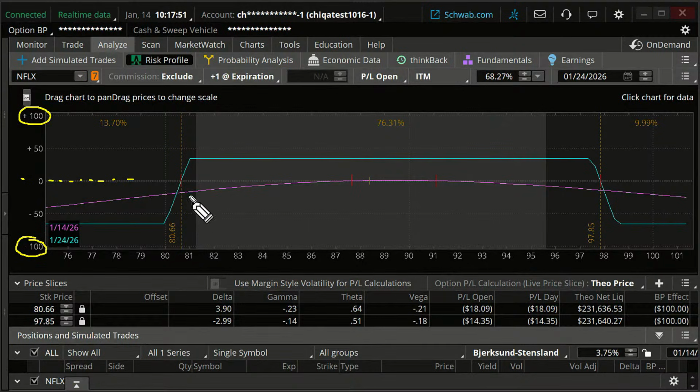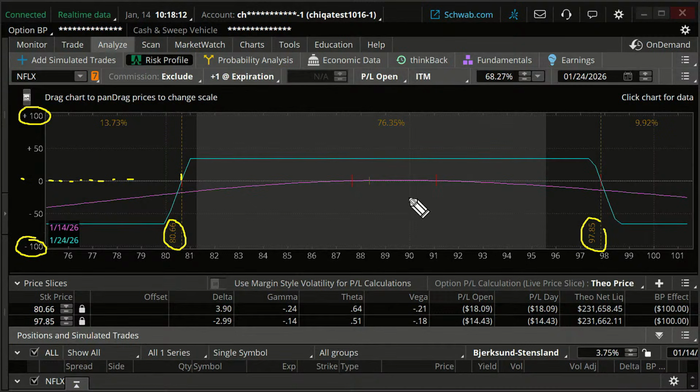Now, here's our break-evens right here. Well, about 80.5 and about, we'll say 98. Well, that's kind of in the range that we said we want Netflix to stay between. So it makes sense what we're talking about here.